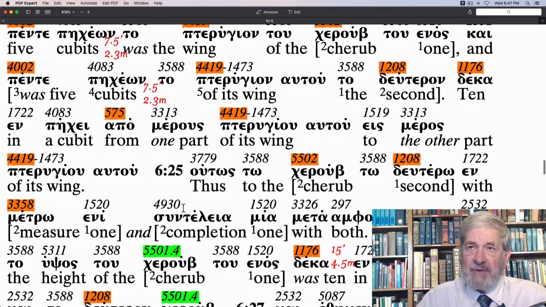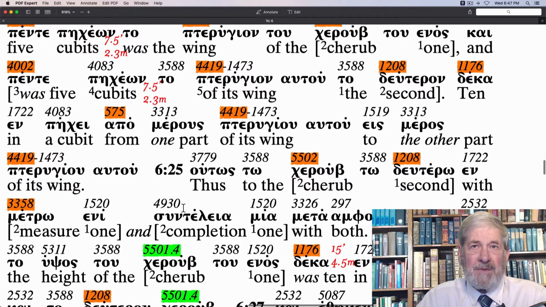And thus to the second cherub. Now we have a little problem here because it's got cherub, and I got to check it out. I didn't do that, and there's right down here. Cherub is 5501.4, so I'm not sure why they're 2 different ones, but it is that way in here. Hopefully on the 3rd edition of the printing, I'll get this straightened out.